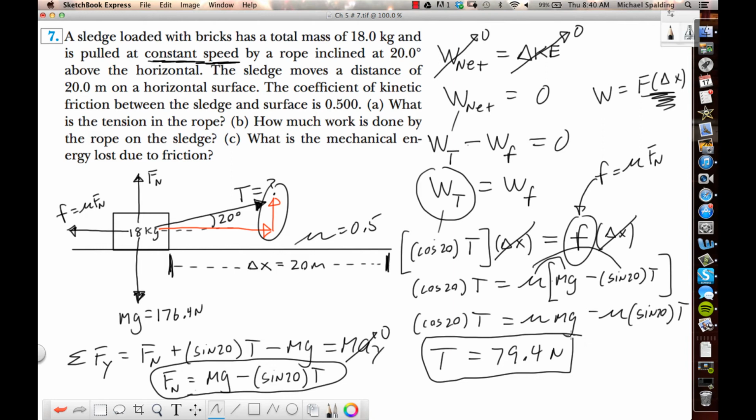Okay, part B. Now this is easier. How much work is done by the rope? How much work is done by tension? So now that we know that the tension is 79.4 newtons, this is easy now.